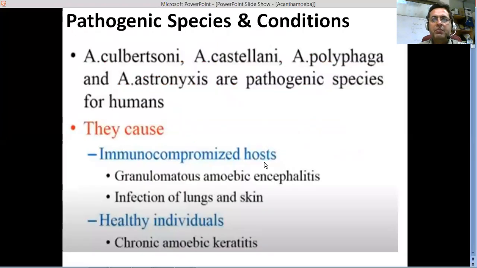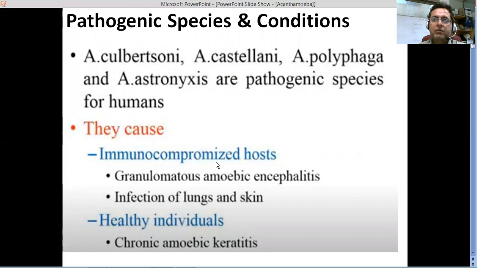Then I talked about the pathogenic species and different conditions that it causes. For instance, I talked about granulomatous amoebic encephalitis, which is a very fatal condition, inflammation of the brain, which is caused by this particular parasite. And we talked about infections of the lungs and skin that it causes in immunocompromised individuals.